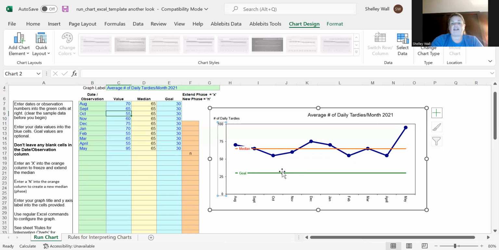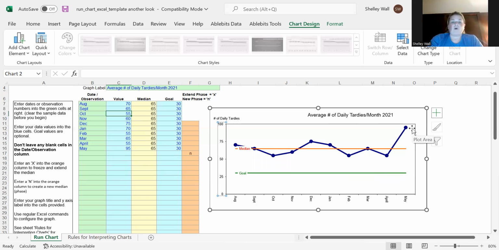Our goal of 30 means that we want to see a downward trend in the number of tardies per month. And in education, we know that that is the goal, to decrease tardies for the purpose of increasing ADA, and also for the purpose of getting kids in class to maximize instructional time. So each of the points from here is mapped out onto the chart. You can see August at 70, and here's August at 70. And this went through and looked at the entire school year.